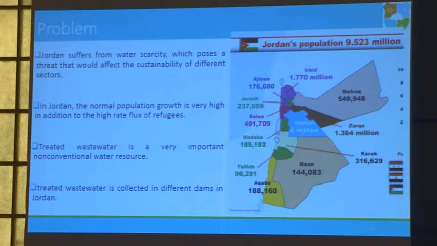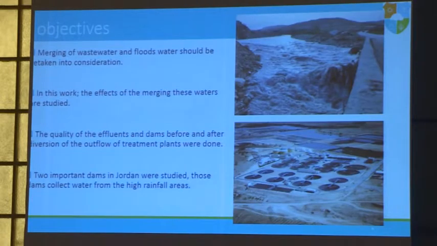And this sustainable management led us to think about using wastewater as a water resource for irrigation or for industrial activities. The wastewater comes from different wastewater treatment plants, and actually we merge it with different rivers in Jordan. And the objective of the research is to evaluate the effect of this mixing on the surface water flow that we have.